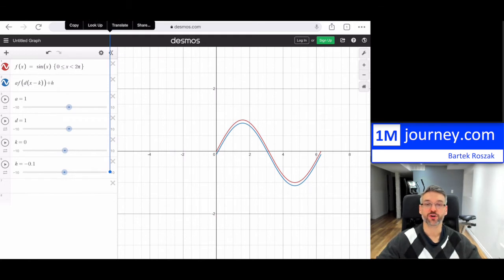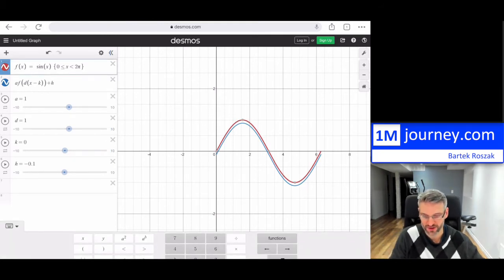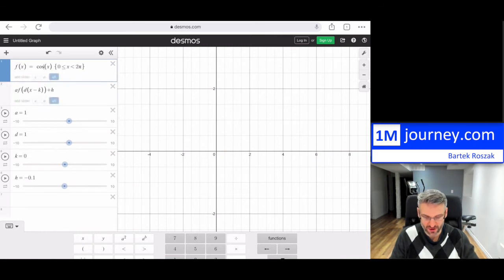Now, is your cos function any different? No. Your cos function just looks a little bit different. So here, if I put cos instead of sine, I'm going to rewrite this as cos.